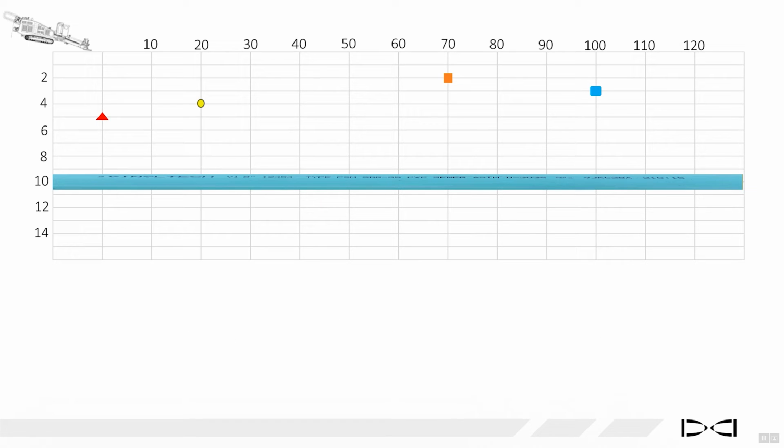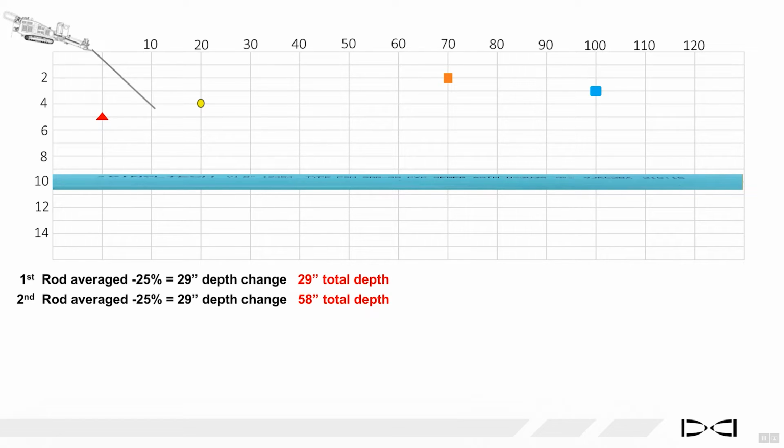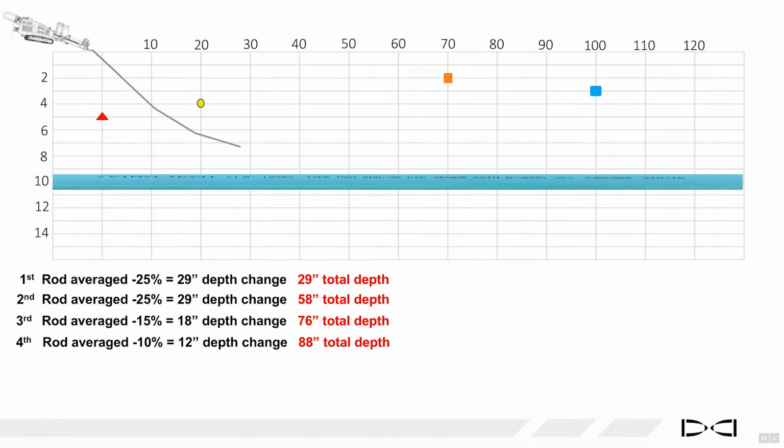Let's try again. First rod averages a minus 25%. Second rod also averages a minus 25%. We better start to level off with the third rod averaging a minus 15%. Fourth rod will average a minus 10%. Well, it looks like we did exactly what we wanted to do. We drilled down, avoiding those first utilities, and we're going to level off with plenty of room between that sanitary sewer line. So let's go ahead and put in a couple of rods at 0% pitch.